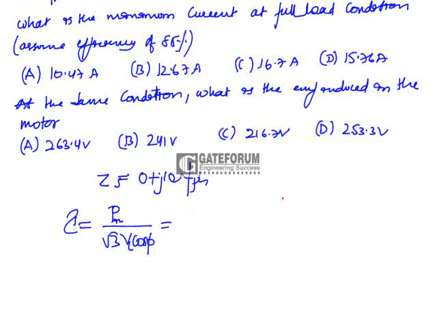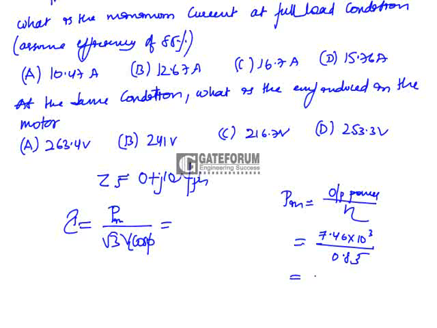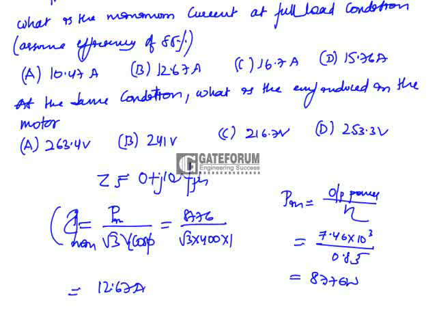What is the output power? We have 7.46 into 10 power 3 for the 10 HP machine with an efficiency of 0.85. So this is equal to 8776 watts. So this is 8776 divided by root 3 into VL, which is 400. When will the minimum value of current be available? When we have maximum power factor, that is equal to 1. So the minimum value of current is 12.67 amperes, which is option B.